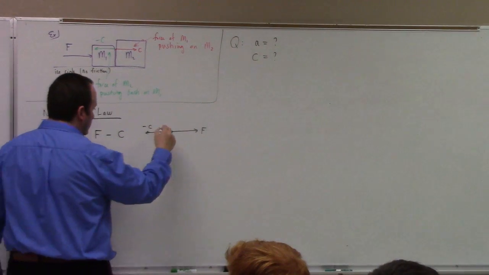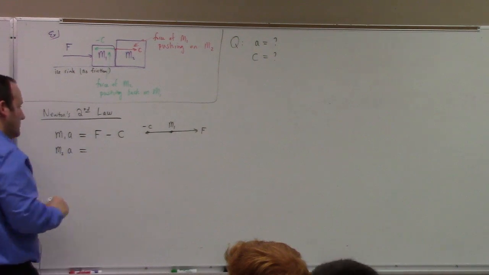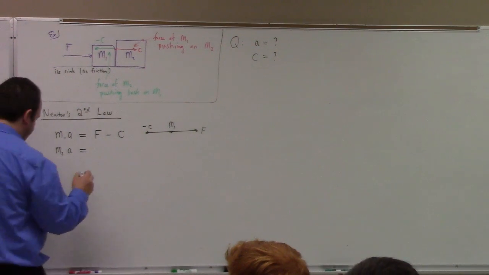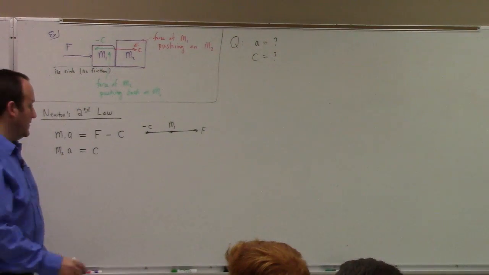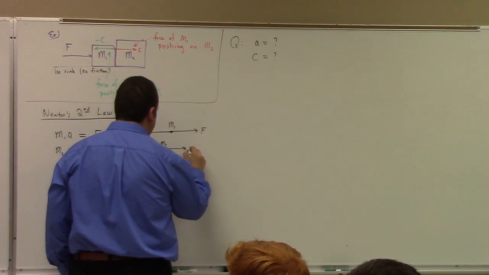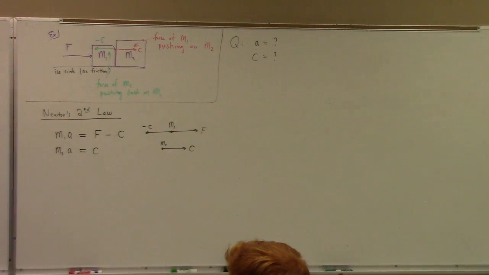How about M2? We can also apply Newton's second law to M2. What's the force on M2? C. Yep, and that's it. See, this force is not applied to M2 directly. In the consideration of these free body diagrams, we only think about the forces which are actually on the object. So that's a very freeing thought. Now what happens? If we add these equations, what do we get?